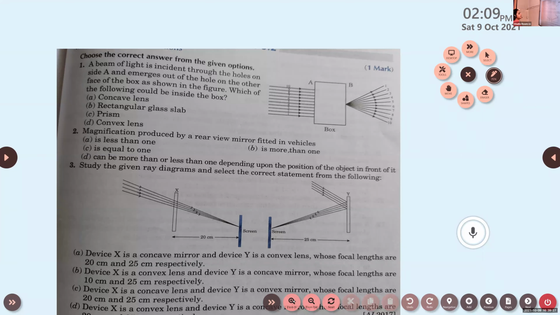A beam of light is incident through the hole on side A and emerges out of the hole on the other face of the box, as shown in the figure. Which of the following could be inside the box? So this is our question. And I think in the last class, I said that we placed a concave lens inside the box, right? Concave. But actually it is not concave.